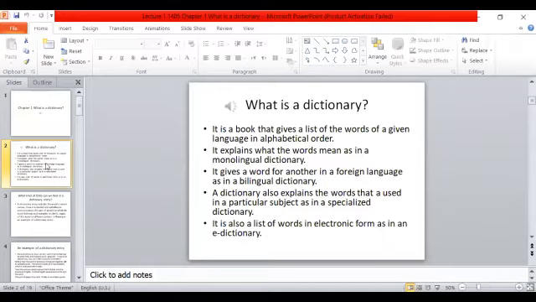It gives a word for another in a foreign language as in a bilingual dictionary. A dictionary also explains the words that are used in a particular subject as in a specialized dictionary. It is also a list of words in electronic form as in an e-dictionary.